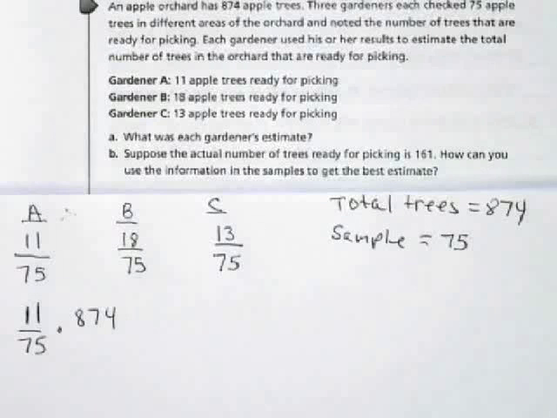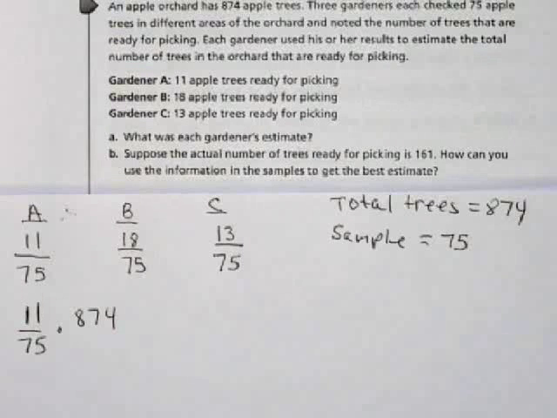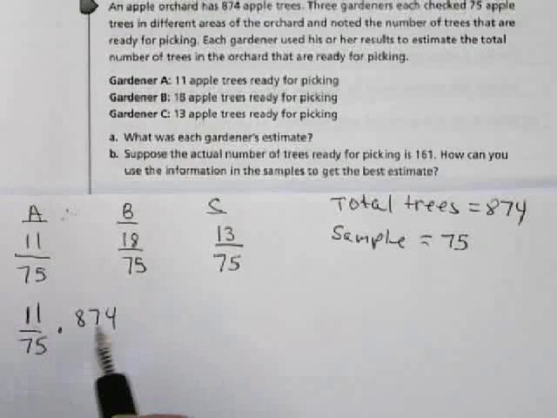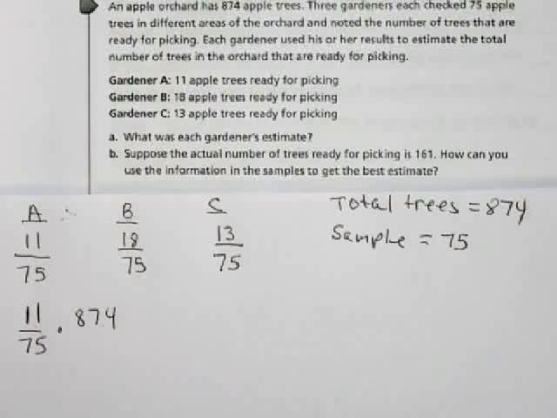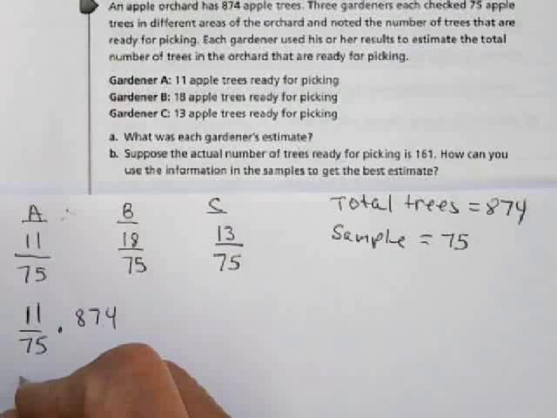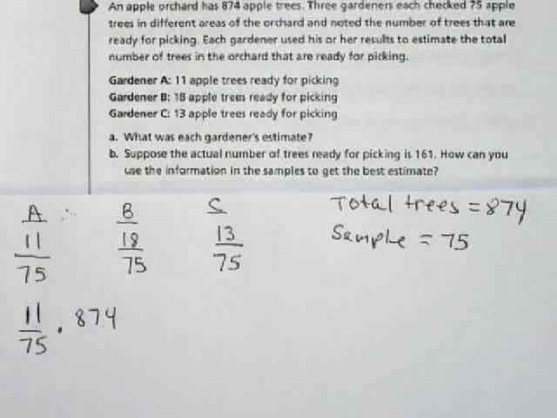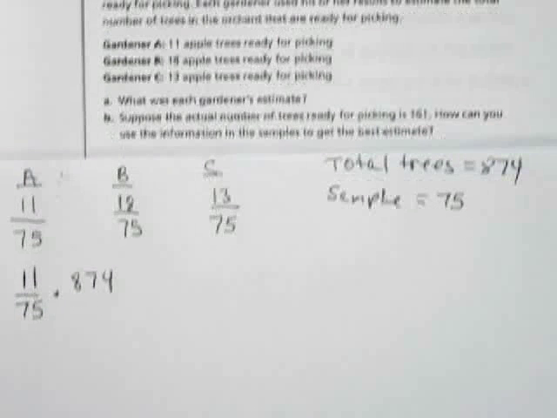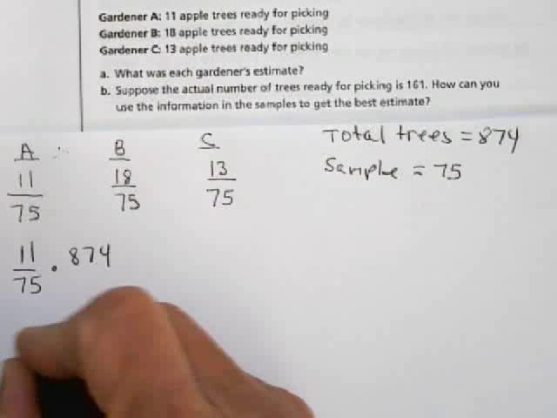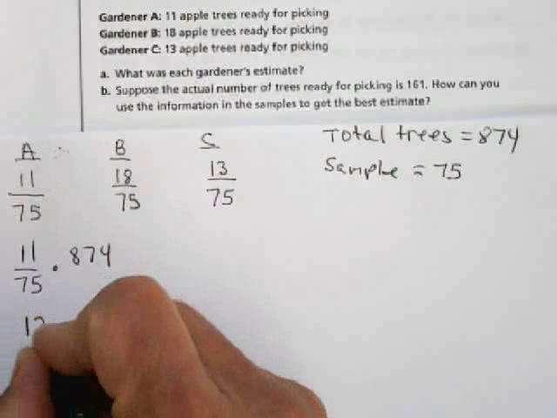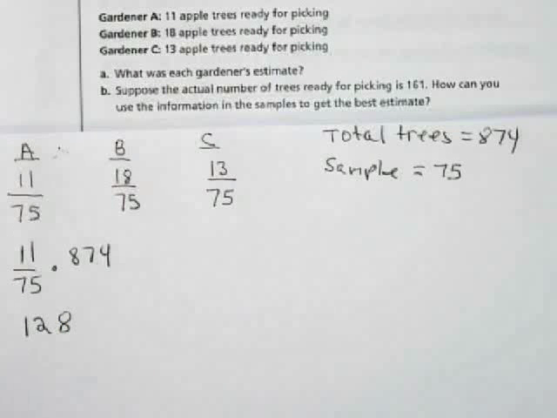And once again, this can be done very simply. If you have a calculator that uses fractions, you can use fractions, and if not, you just multiply 11 by 874 and divide it by 75. If you do that accurately, you'll find that the result for the first gardener is approximately 128 trees. You're going to round to the nearest tree. So this would be 128 according to this person.